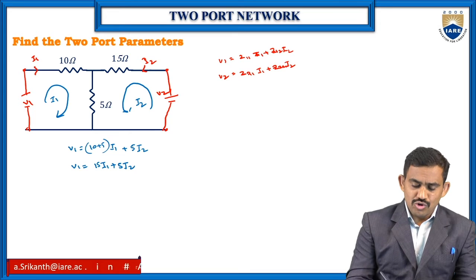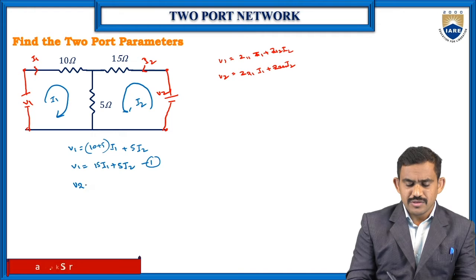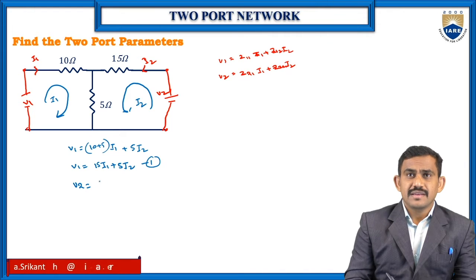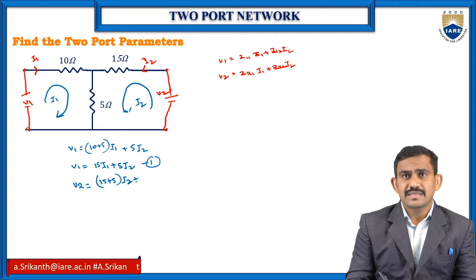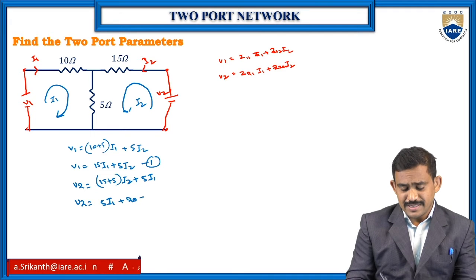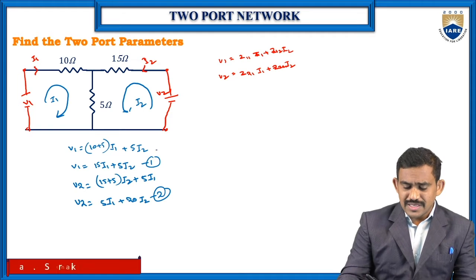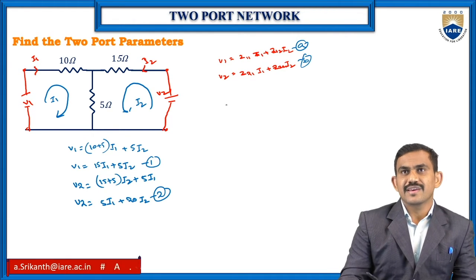And same thing for loop 2. In loop 2 we have V2 equal to 15 plus 5 I2 plus 5 I1. So V2 equal to 5 I1 plus 20 I2. This is equation 2. So equation 1 and equation 2 can be compared with equation A and equation B.